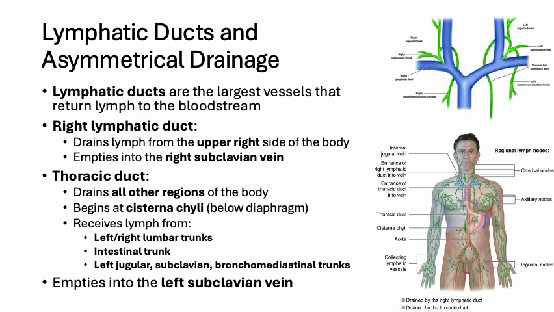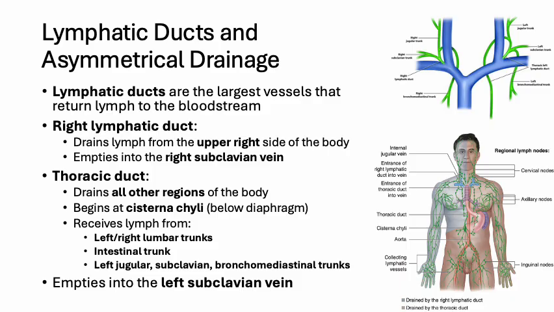The final step in lymph transport occurs through the lymphatic ducts, which are the largest lymphatic vessels responsible for returning lymph to the venous circulation. The drainage pattern of these ducts is asymmetrical, meaning that each side of the body drains through a different route.